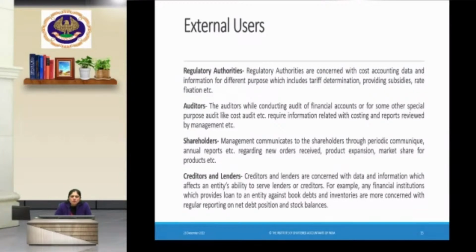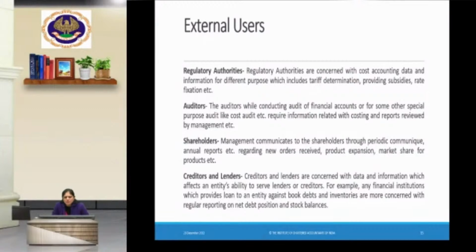Auditors, of course, while conducting audit of financial accounts or some other special purpose audit like cost audit. Normally they have statutory audits which are done for financial accounting, but yes, cost audits are also being done. They require information related to costing and reports reviewed by management. So if there is a cost audit going on, relevant reports are required by the auditors. So all those reports are from the cost accounting department only.